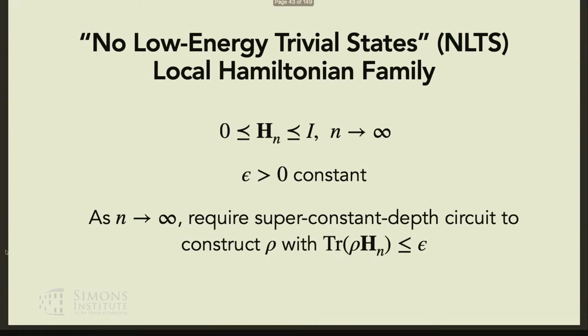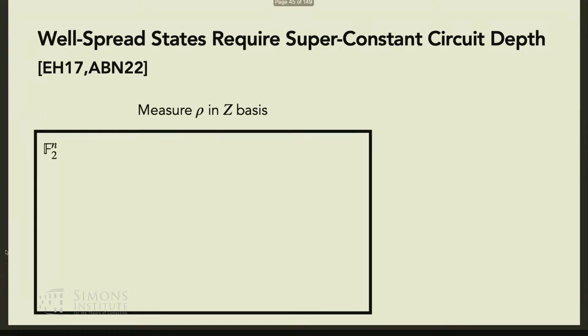And how can we expect to prove that a family is NLTS? Well, we need a way of getting these super constant depth circuit lower bounds. We need a way of showing that somehow these low energy states of these Hamiltonians cannot be constructed by constant depth circuits. And the approach that I guess was first taken by Eldar and Harrow and then subsequently built upon by ABN was that we can get these circuit lower bounds from a notion called well-spreadness. So I'll now define this notion.